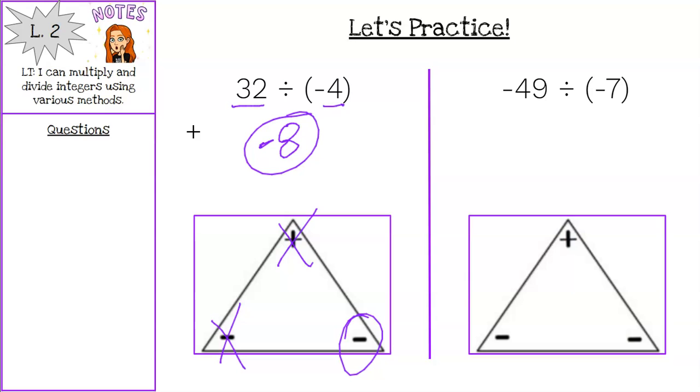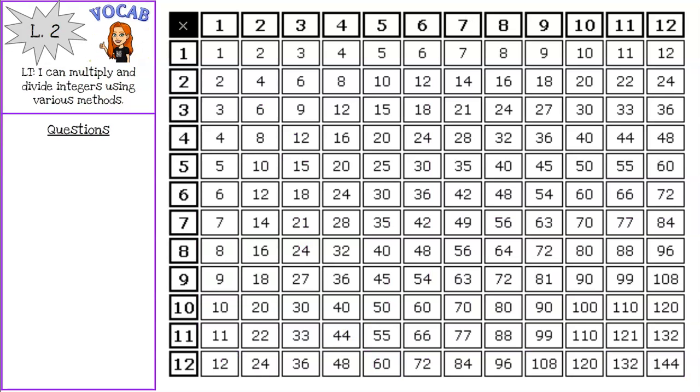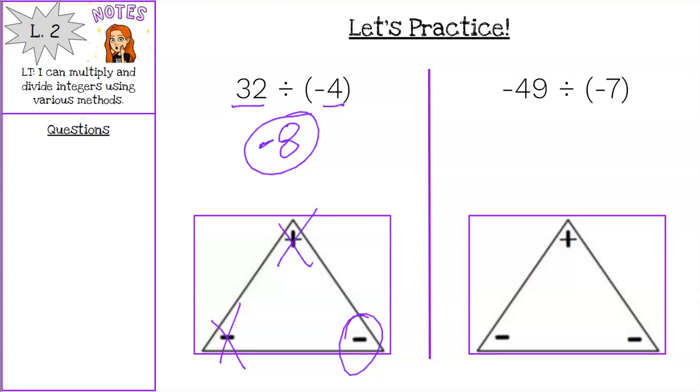Next one, we have negative 49 divided by negative 7. So we'll go back to our multiplication table. We need 49 divided by 7. So we go to the 7 row, find 7, scroll until we hit 49. There's 49, and then we find its match. Well, its match is 7. So 49 divided by 7 is 7. So we know our number is 7. We just need to know, is it positive 7 or negative 7? So negative 49 divided by negative 7 leaves us with a positive answer, so positive 7.